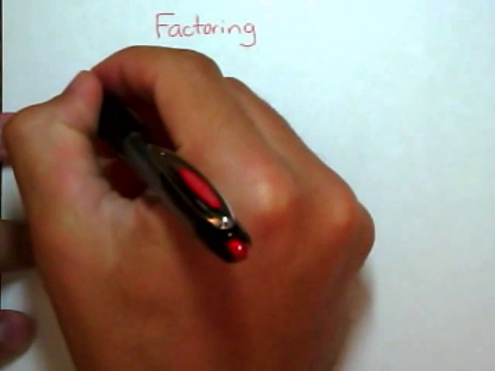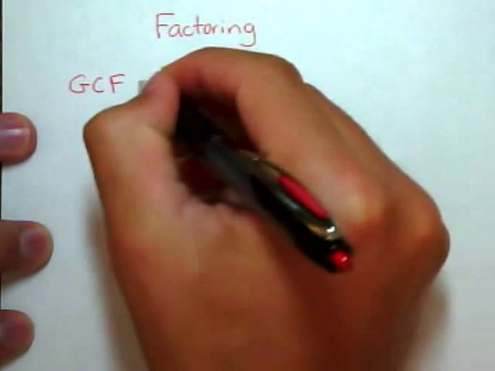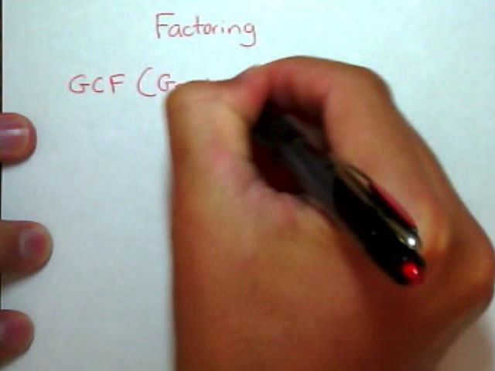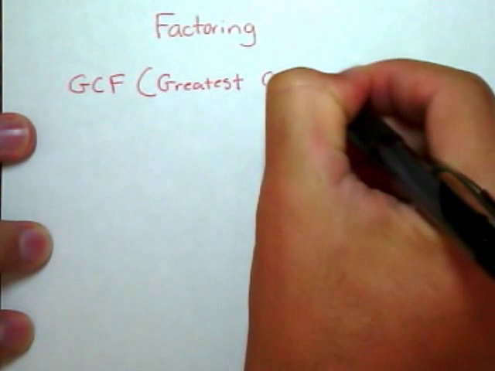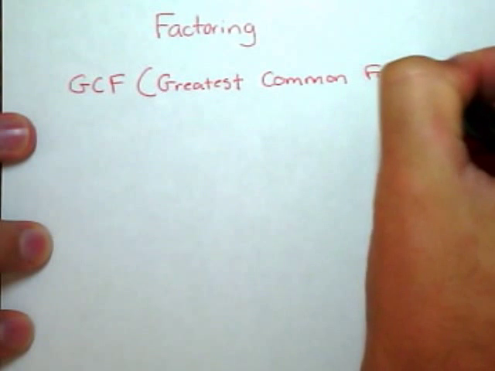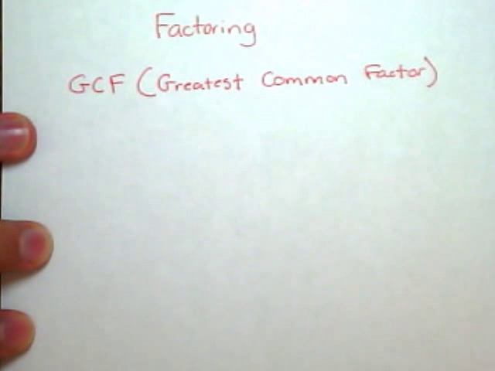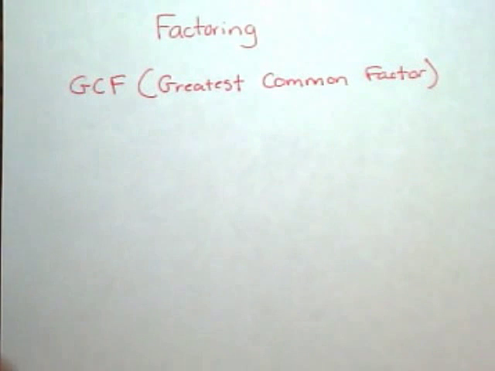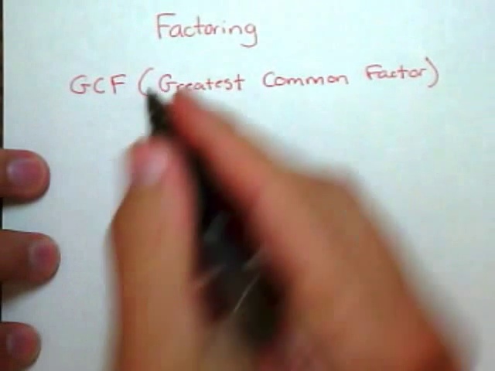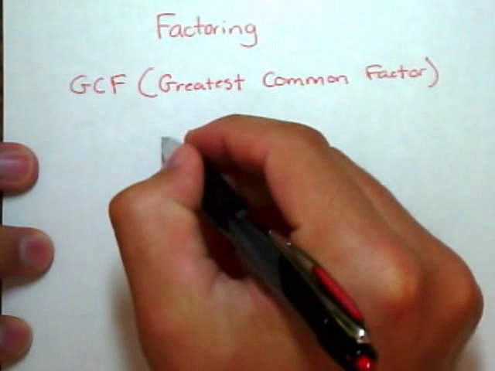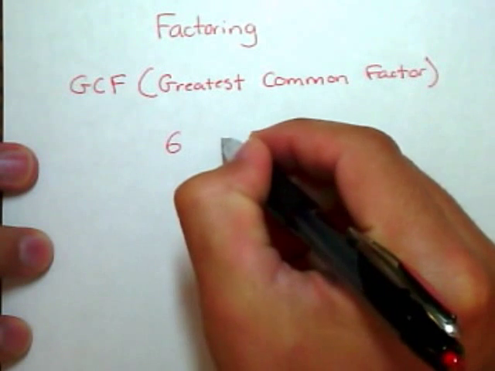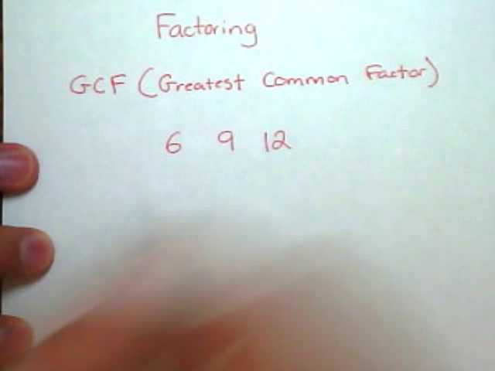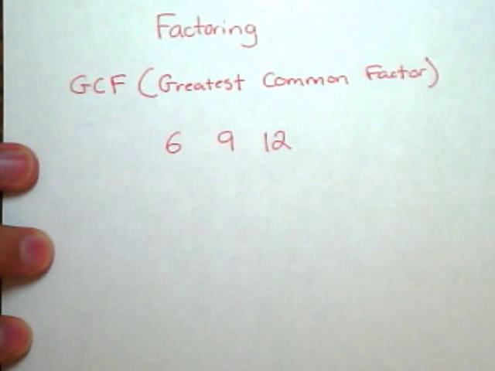First one we're going to talk about is called the GCF, which means greatest common factor. So finding the GCF. What that means is when it comes to numbers, we're looking at what's the highest number that goes into our set of numbers. So if I had numbers like 6, 9, and 12, what would be my greatest common factor there? What would be the greatest number that goes into all three of those?